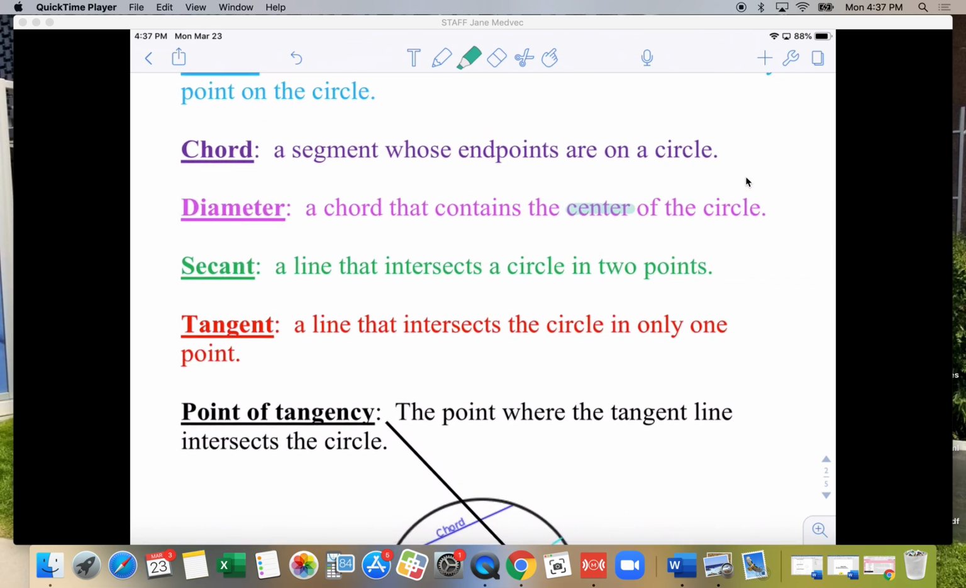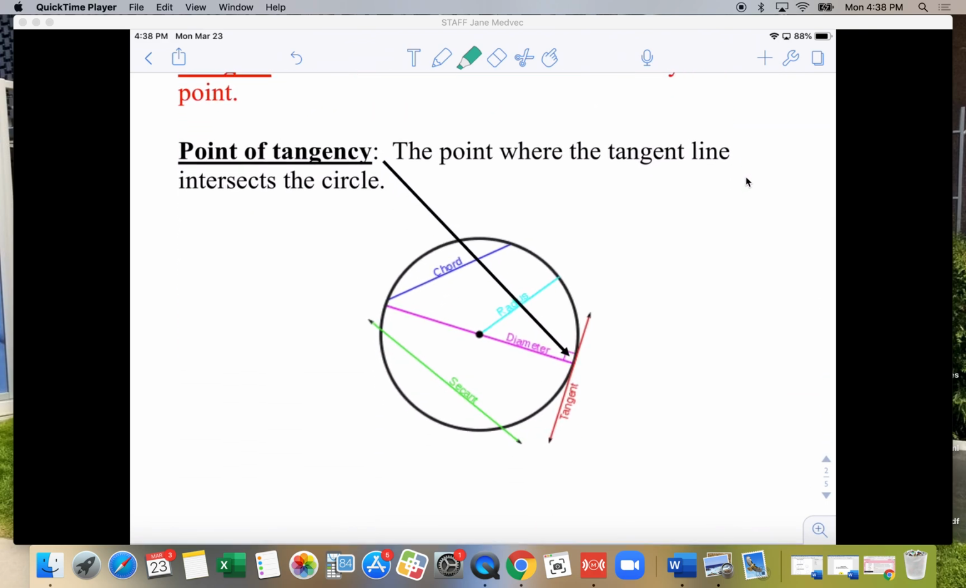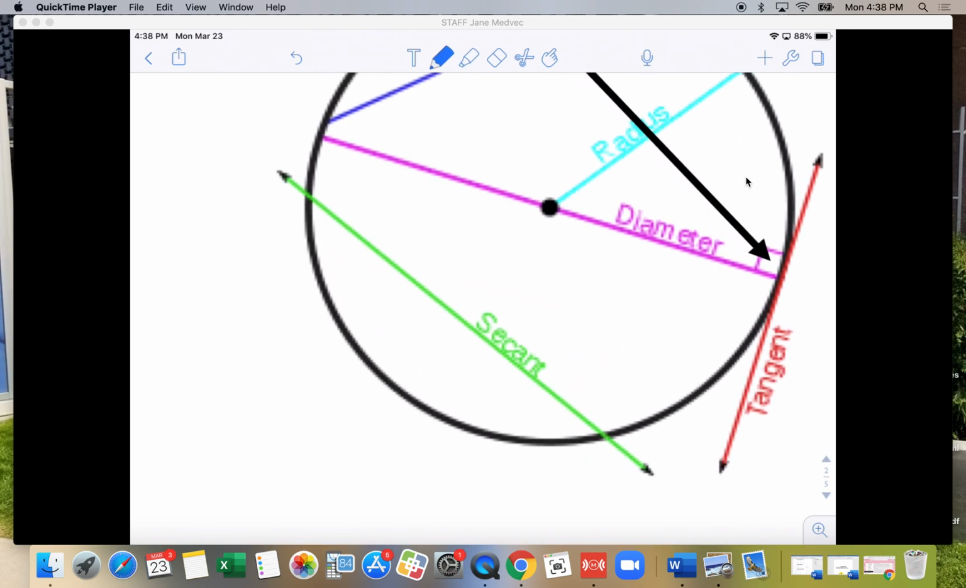We're going to keep going, talking about a secant. A secant is a line, and that's key here. It's a line that intersects the circle in 2 points. If I take a look at this, you're going to notice that green line. It's got arrows on it. It does have to have arrows on it because it's a line. It intersects the circle in 2 spots. Here's 1 point, and there's 1 point. It has 2 arrows because it's a line. That's what makes it a secant.